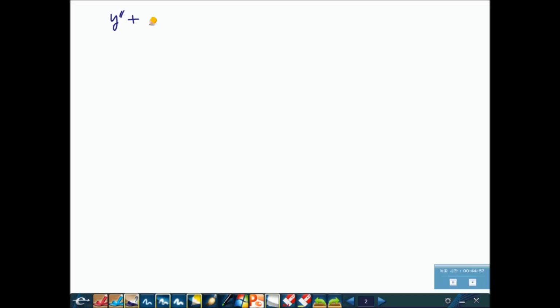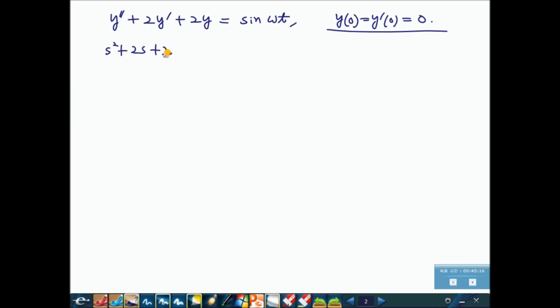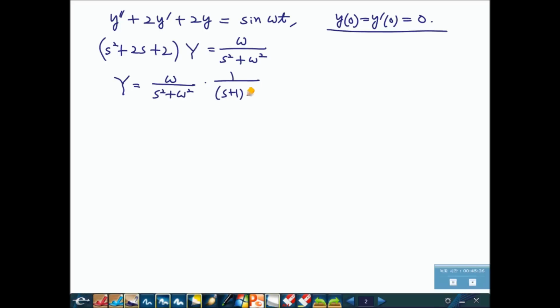Now, y double prime plus 2 times y prime plus 2y is sine omega t. Okay, the initial conditions are 0. So since the initial conditions are all 0, s squared plus 2s plus 2 times big Y is the transform of sine, omega over s squared plus omega squared. Okay, so Y is omega over s squared plus omega squared times 1 over (s plus 1) squared plus 1.